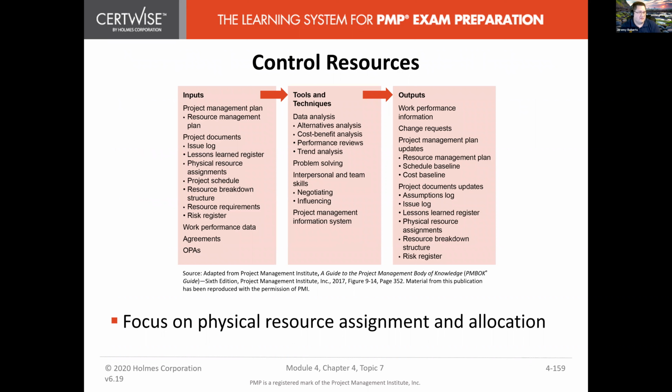So, control resources. So, we've identified that we need the resources. We've acquired the resources. Now we need to control those resources. So project management plan, we have our resource management plan, which is going to define how we really control these. Project documents, our issue log, lessons learned register, physical resource assignment, project schedule, resource breakdown structure, resource management's risk register, work performance data, agreements, and our organizational process assets.